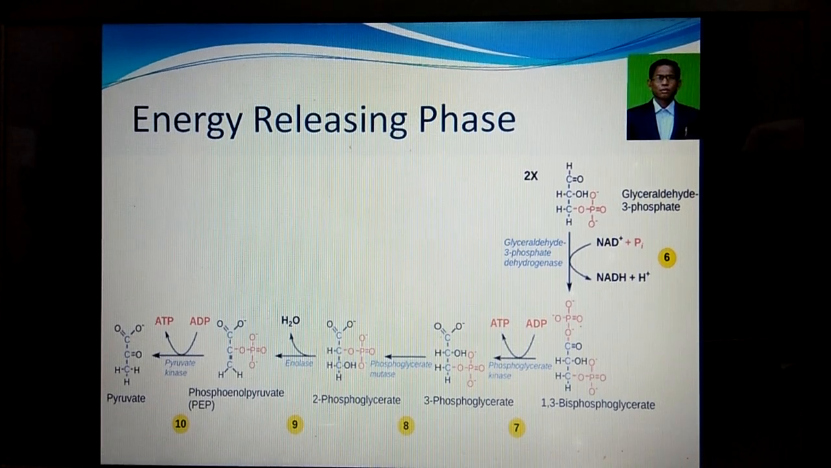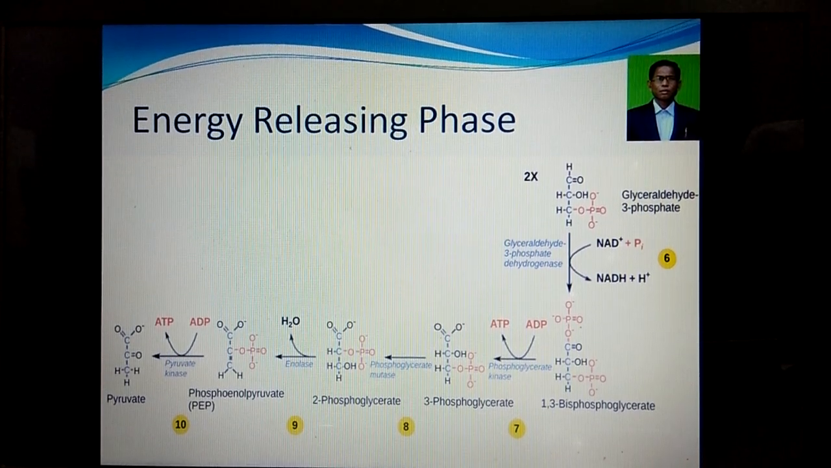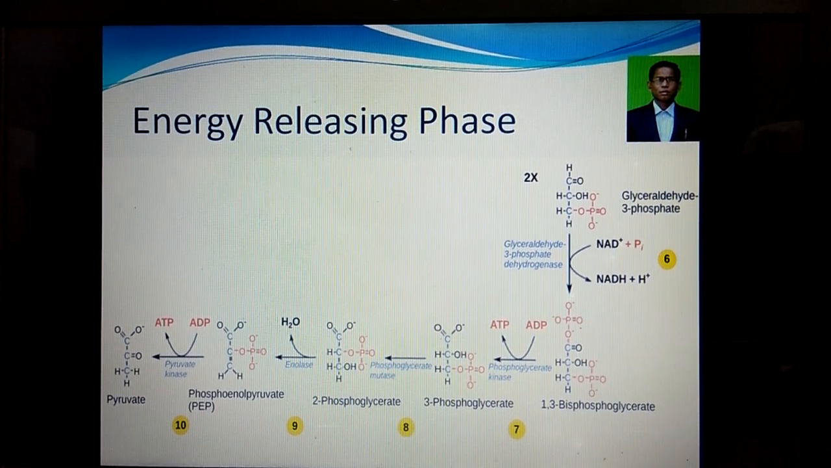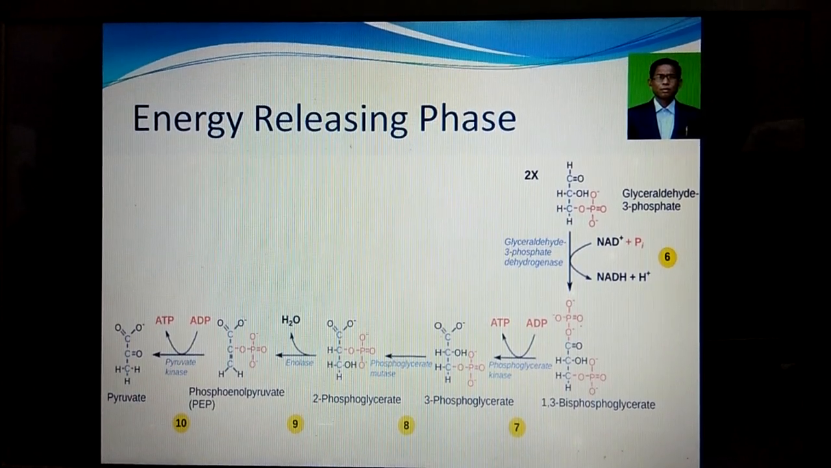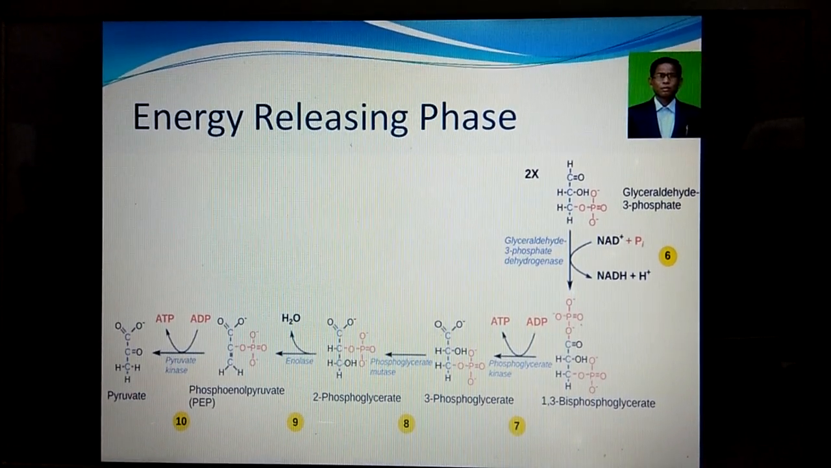In the first step of the energy releasing phase, or the 6th step of glycolysis, glyceraldehyde 3-phosphate is oxidized to 1,3-bisphosphoglycerate. This reaction is catalyzed by the enzyme glyceraldehyde 3-phosphate dehydrogenase in the presence of inorganic phosphate and the coenzyme NAD+, which is reduced to NADH and a hydrogen ion.